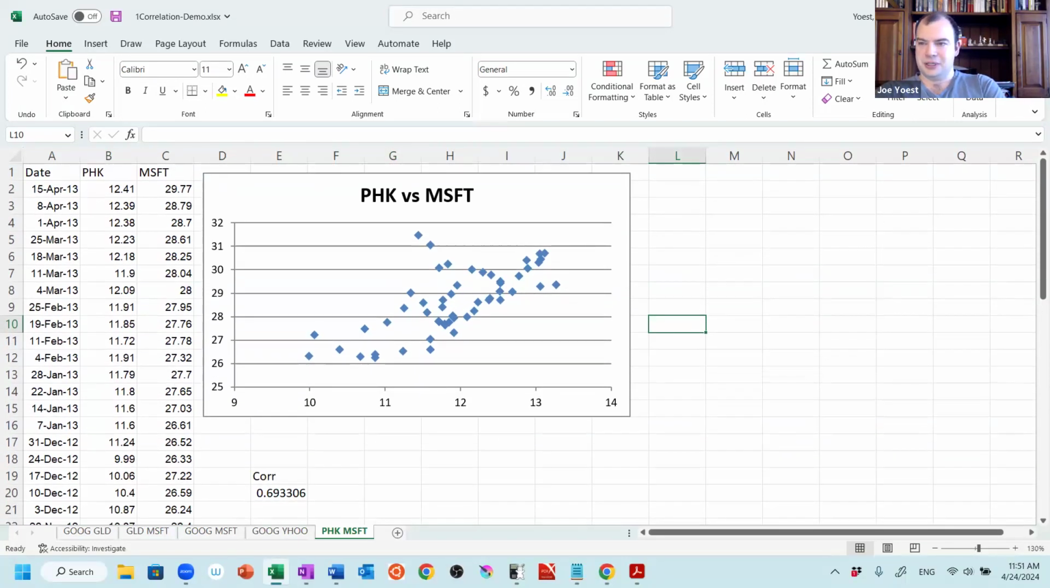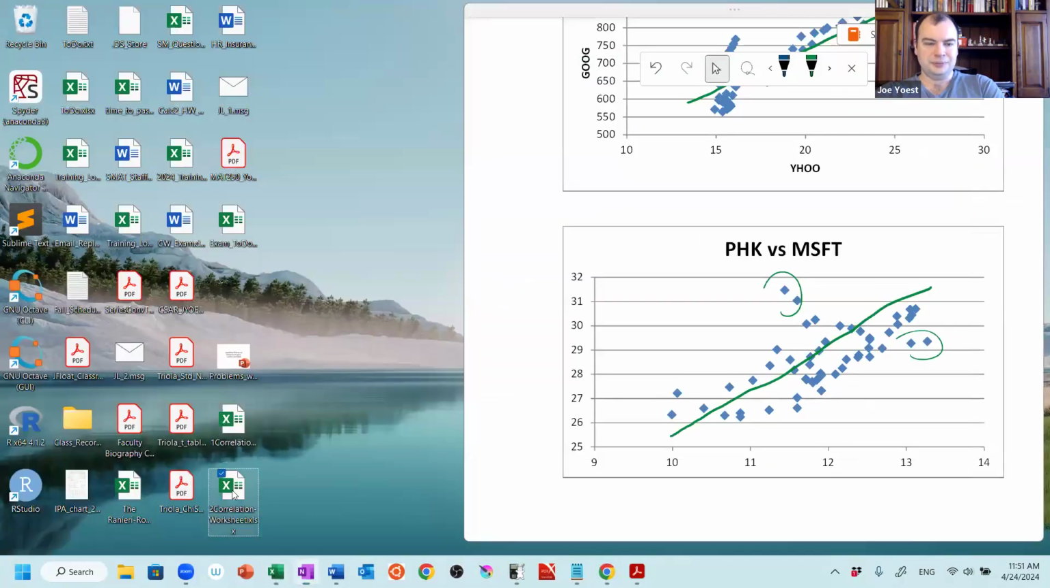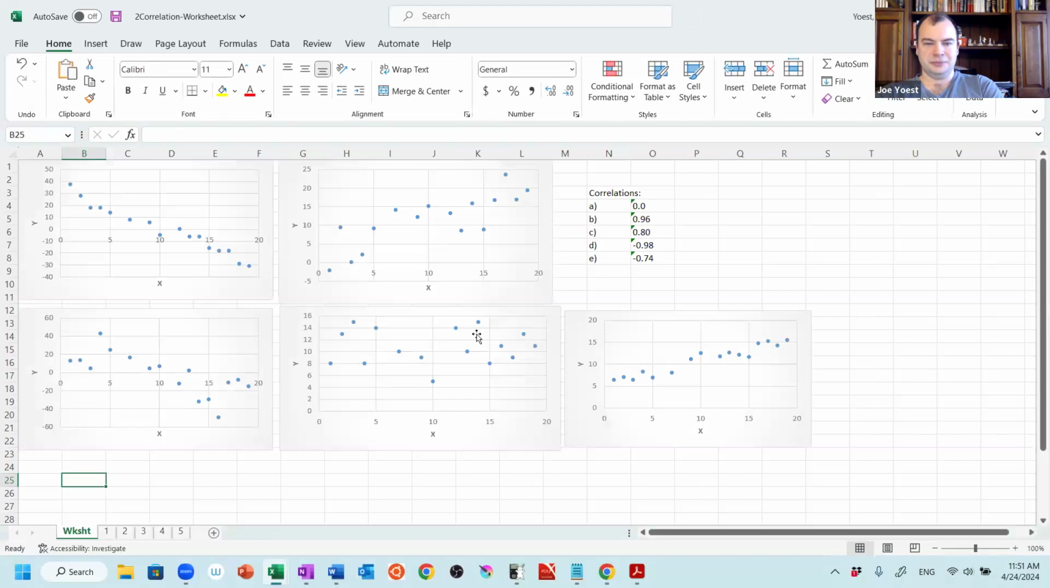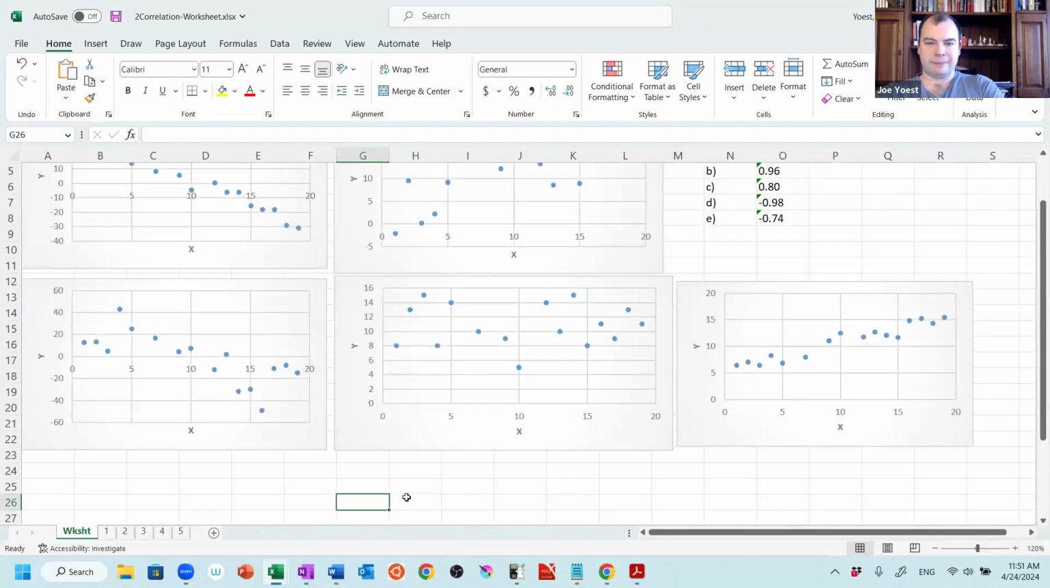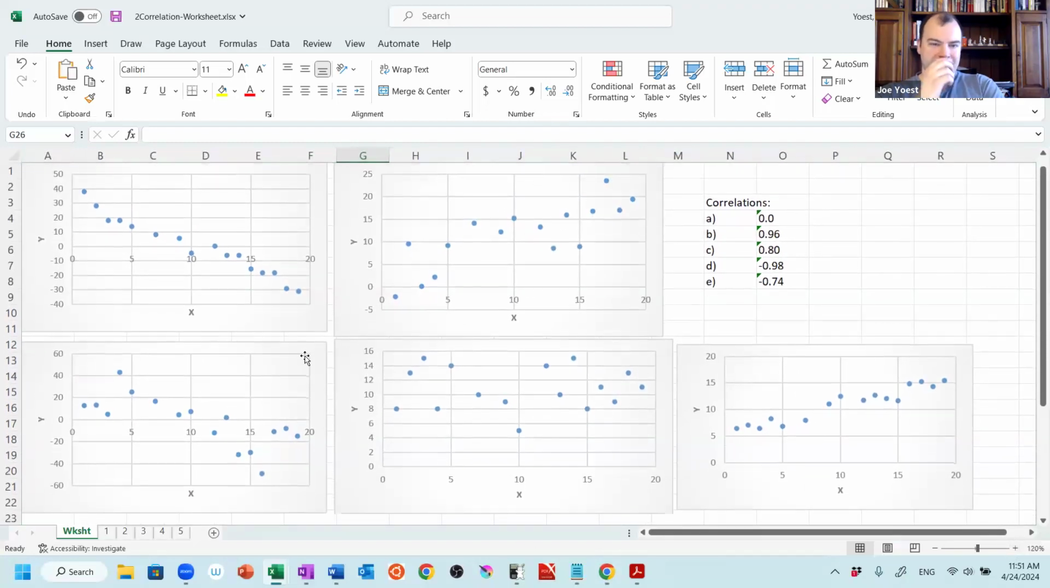Okay, so we've seen some examples. Now for the last 10 minutes or so, let's do a little bit of practice and then we'll call it a day. Waiting for this Excel to load. There we go. Okay, so here I have 5 scatter plots and I have 5 correlations.